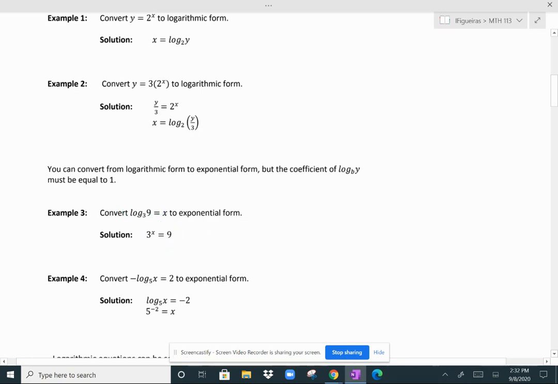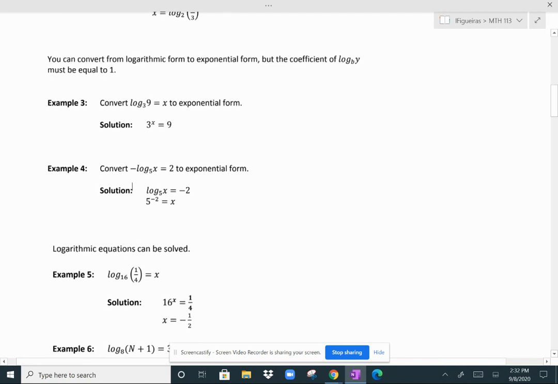Same idea here, except this time I have a -1 as a coefficient, so you need to get rid of that first. So log base 5 of x equals -2 when you multiply both sides by -1. Therefore, 5 to the -2 equals x. This is the exponential form of the logarithmic form above.